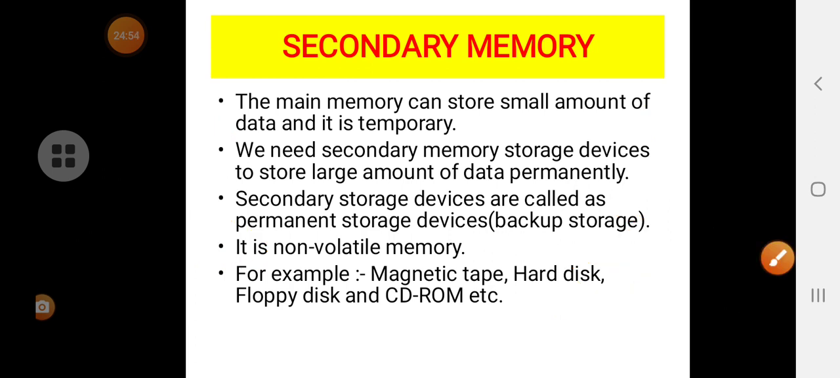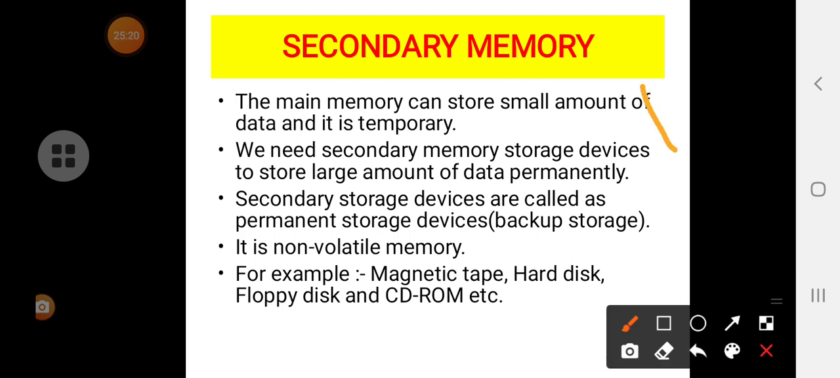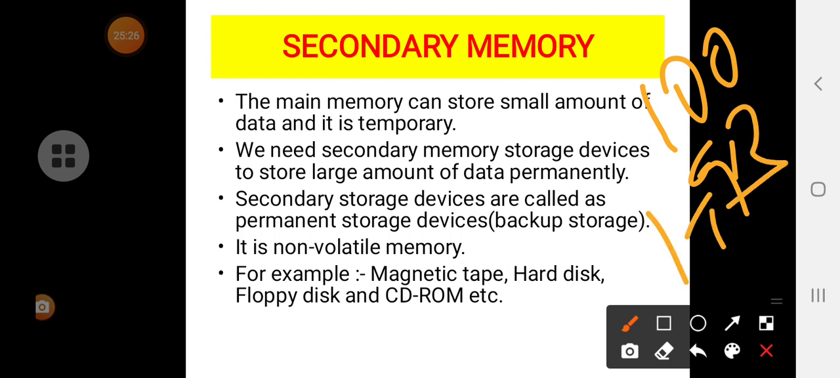So in the storage part, the prominent role is played by the secondary memory. The main memory can store a small amount of data and it's temporary. Is it right? The main memory always stores a small amount, that is 4 GB or 2 GB, 8 GB or 16 GB, that's it. Whereas the secondary memory can store a large amount of data, that is 100 GB of data can also be stored. 1 TB of data can be stored. TB means terabytes, okay. So this amount of storage can be done and it is very secure.